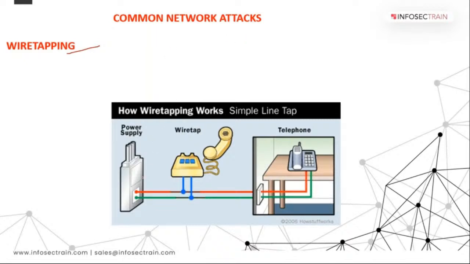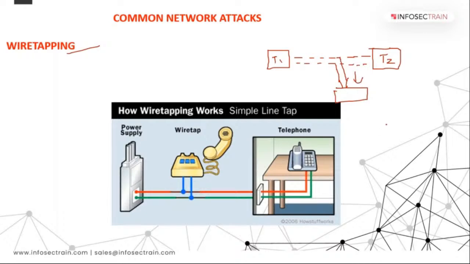So what is happening, let's say two people are communicating with each other, right? This is one telephone, T1, and this is the second telephone, T2. So they are communicating with each other, right? Now what is happening in between? There are two wires, and there is a person who has connected his phone to these wires, and now he is able to listen to all the things, right? So that is wiretapping, right?